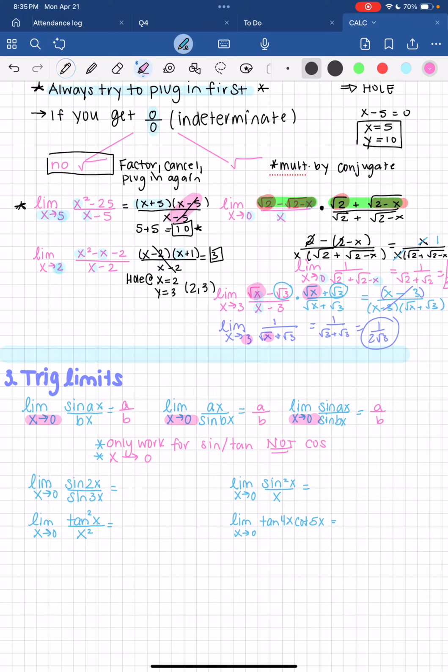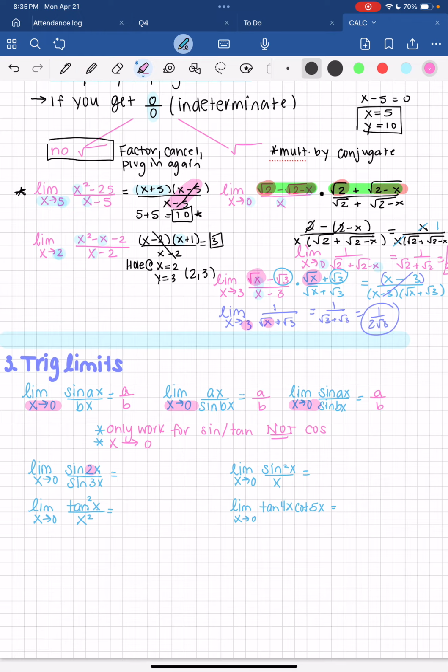And the trick is x must be approaching 0, nothing else. So let's put the rule in action here. So we have sine 2x over sine 3x. X is approaching 0. So it's just going to be the ratio of the coefficients in front of the x, 2/3.